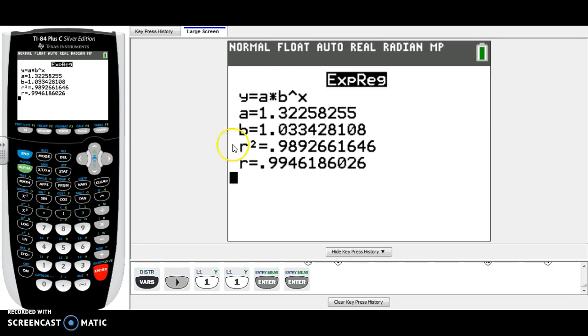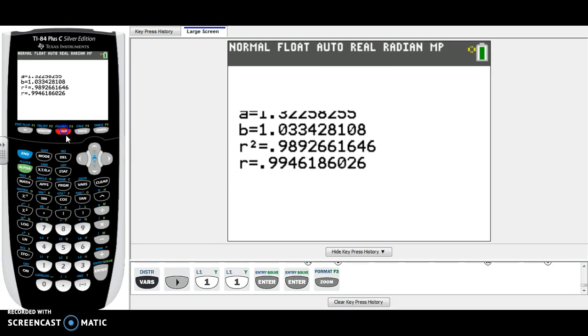And there is our exponential regression. So just like before, it gives you the format. A, remember, is your start, so 1.32 is our start. B is our common ratio, so 1.033. And then we have our r value again. So 0.99, just like before, is very close to +1, which means that we have a strong positive correlation.